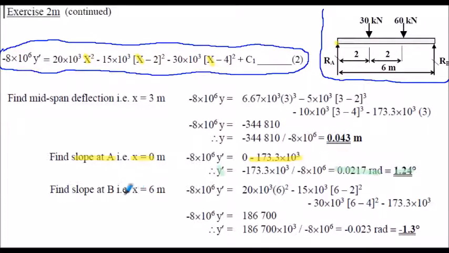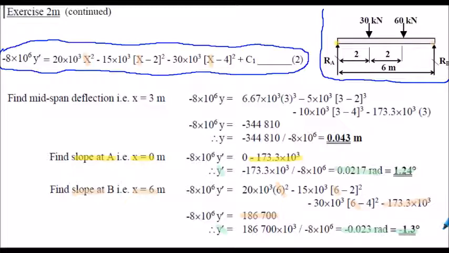We've also got to determine the slope at B, which is where x is equal to 6, the right hand end of the beam. This time we put the value of 6 for x into each of the expressions. So here's my value of 6 into the expressions. Both square brackets have positive values inside them this time, so all the terms are valid. And again, we've got our constant C1 term there. Evaluating the right hand side of the equation, 186,700, and then dividing throughout by the negative 8 times 10 to the 6, we get a y dash value of negative 1.3 degrees.